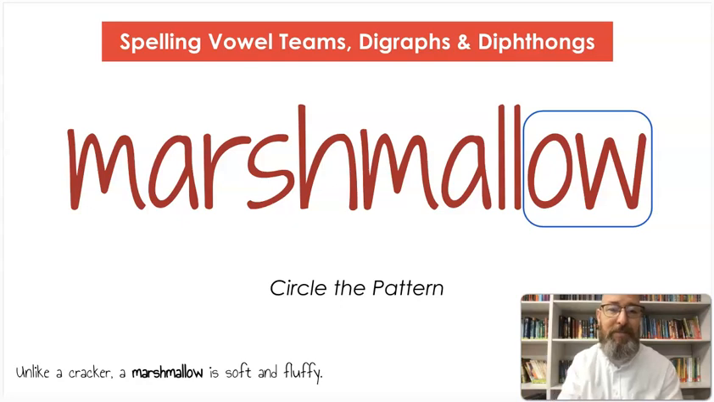M-A-R-S-H-M-A-L-L-O-W. And let's circle that pattern. O-W says O. Unlike a cracker, a marshmallow is soft and fluffy.